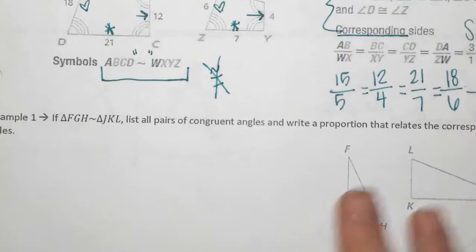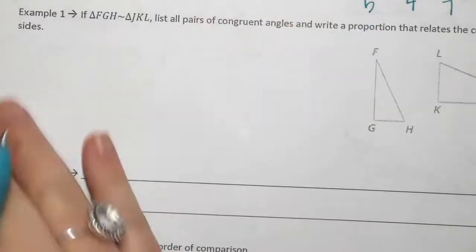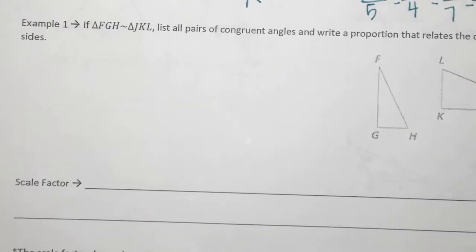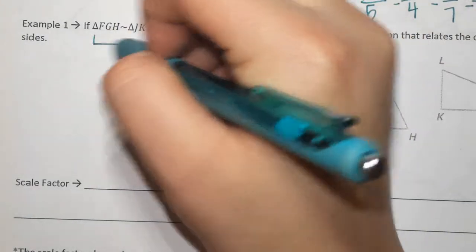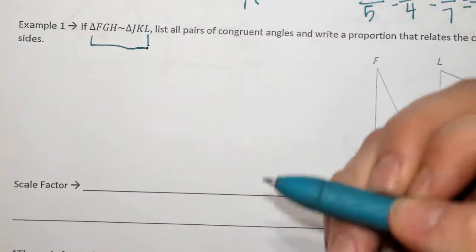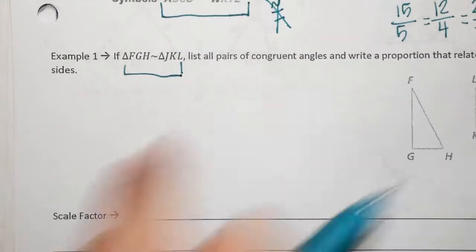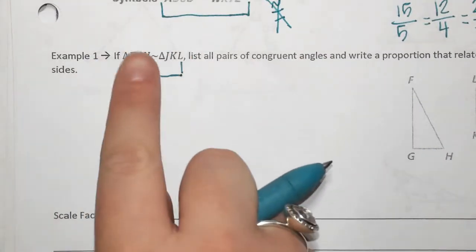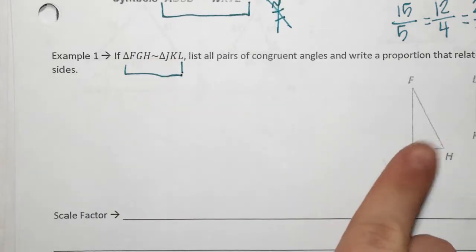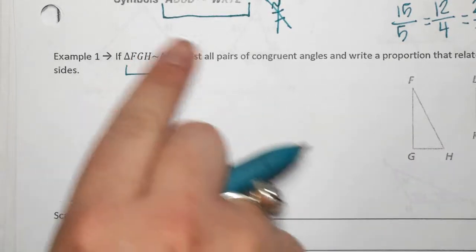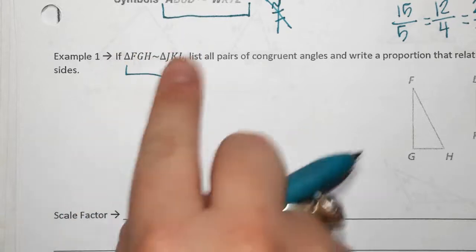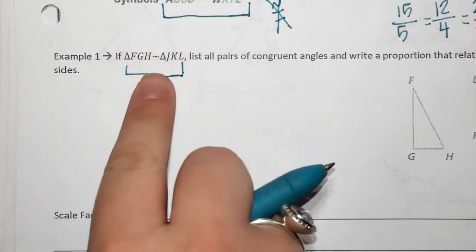Okay, example 1. So here in example 1, it's telling us they're similar. We don't have to prove it. If this is similar to this, list all pairs of congruent angles. There's two ways to do this. You can either just look at the statement, or you can look over here. I choose to look at the statement because it never leads me off the wrong track.